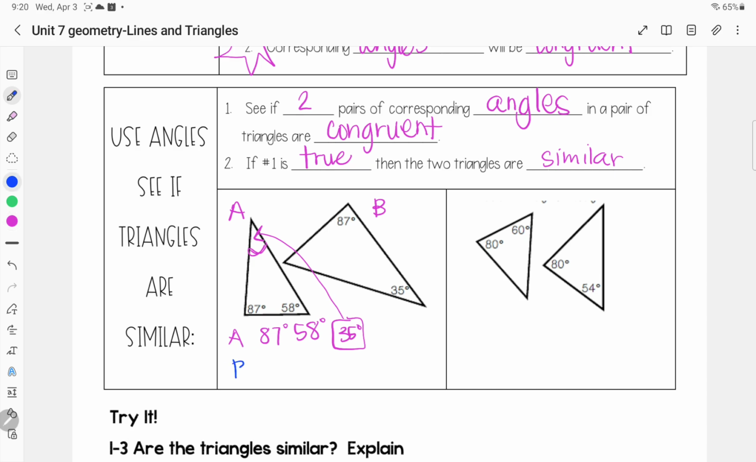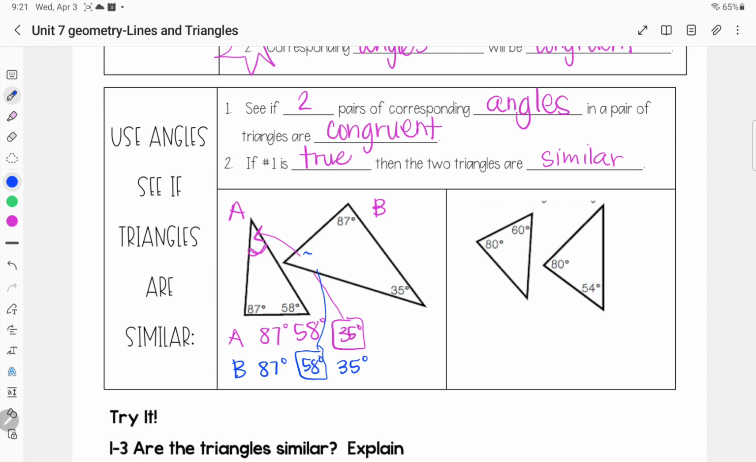I'm going to do the same thing for triangle B. Triangle B, I have an angle of 87, and I also have an angle of 35. So right now I already have two angles that are the same. I have 87, which is the same, and 35, which is the same, which automatically means that this angle is also going to be 58. So I'll just show you. I know all three angles here need to add up to 180. So I'm going to do 180 minus 87 minus 35, and I'm going to get, lo and behold, 58.